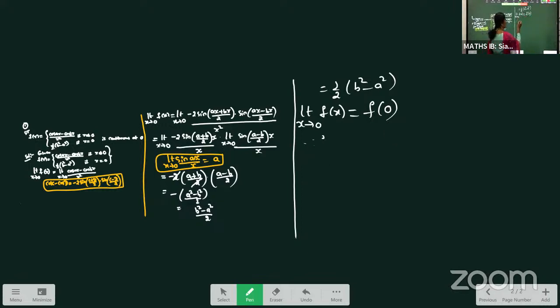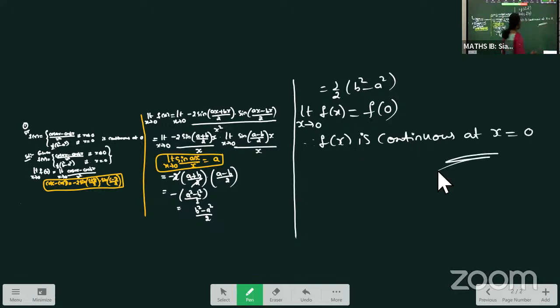Therefore, what is the conclusion? f of x is continuous at x is equal to 0. If you get both equal, then only you can write this conclusion. Sometimes they may not be equal, so we have to write f of x is discontinuous or f of x is not continuous when x is equal to 0. Depending on the answer, we have to give the conclusion. So this is how the question goes.